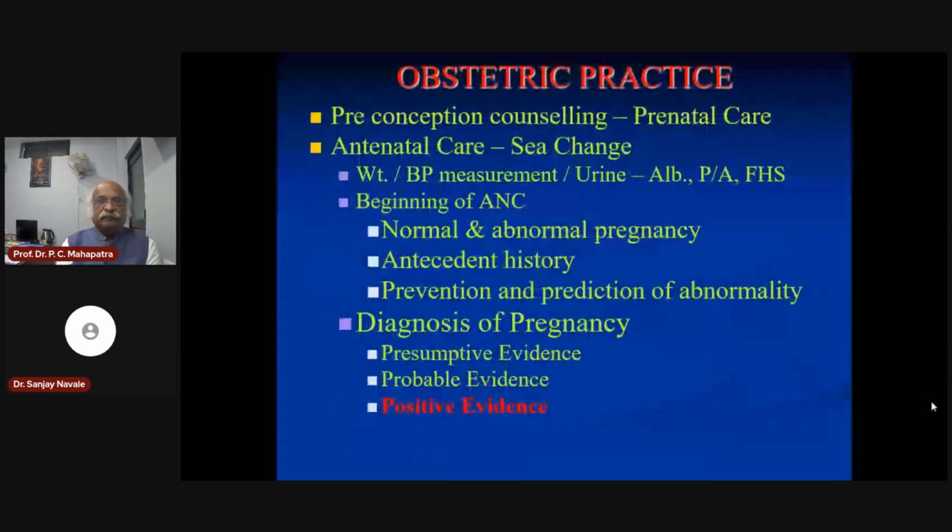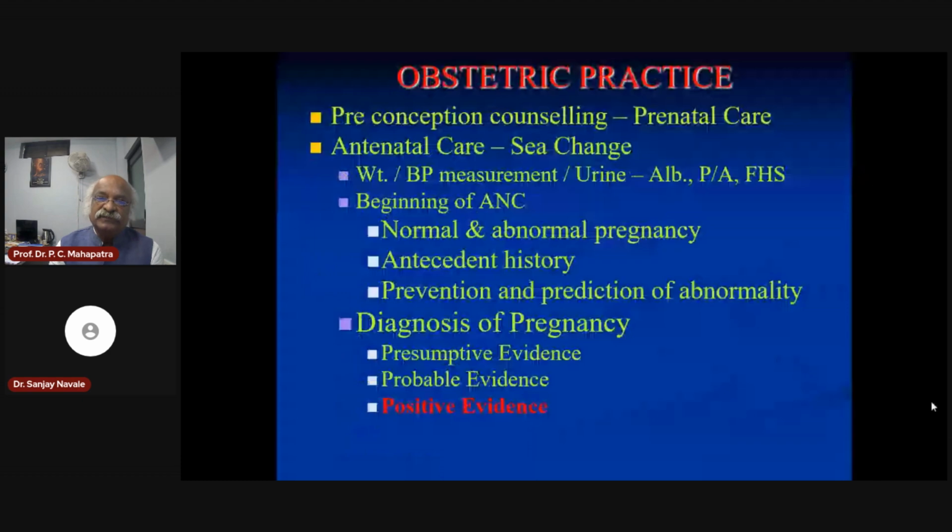Now coming to obstetric practice, what are the different changes we notice over here, and the changing trends? Once the pregnancy is diagnosed, the obstetric practice started. This was the concept long before, but not now. Pre-conception counseling has emerged as a very important part of obstetric practice, which is called prenatal care.